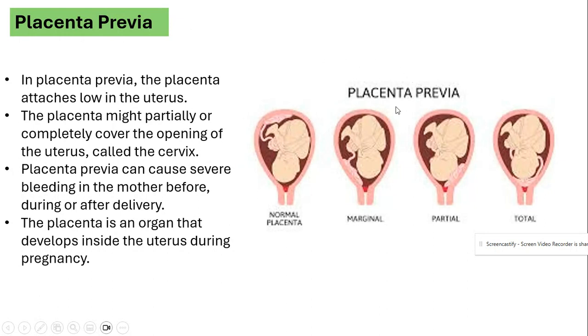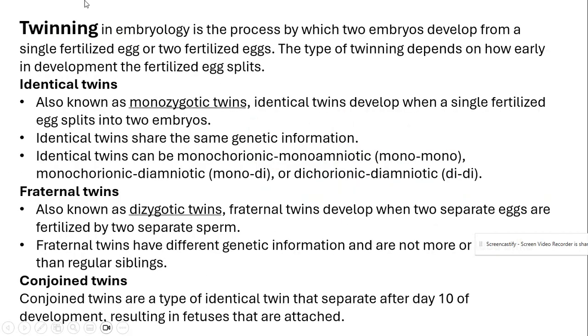Okay, so this is placenta previa, normal placenta, marginal, this is partial, and this is total. In placenta previa, the placenta attaches low in the uterus. The placenta might partially or completely cover the opening of the uterus called the cervix. The placenta previa can cause severe bleeding in the mother before, during, or after delivery. The placenta is an organ that develops inside the uterus during pregnancy.